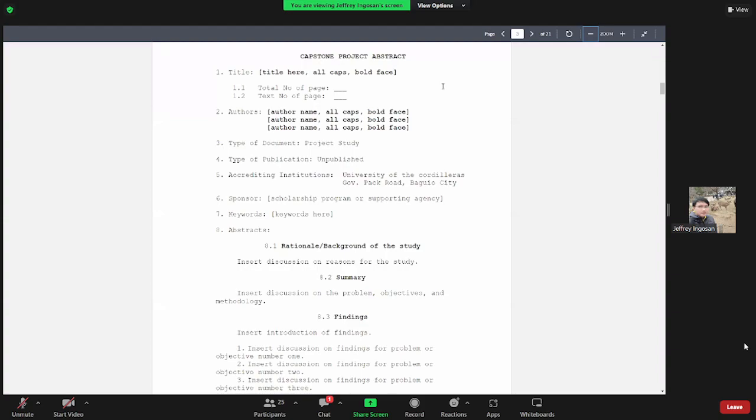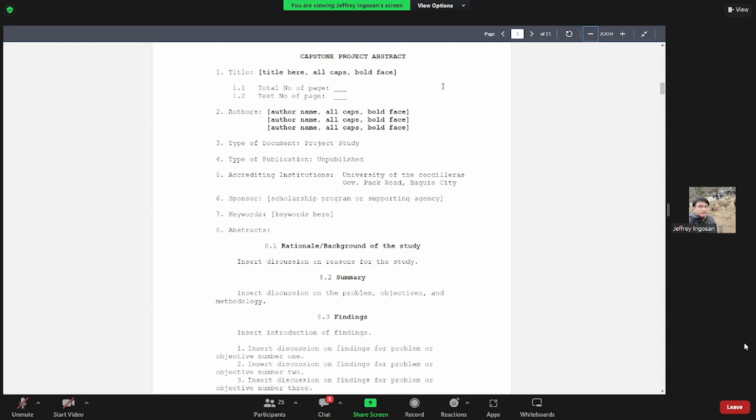And then you have the keywords. Keywords are lifted normally from the title. So if ever your paper will be placed in a database, what are the keywords that would be associated to your paper, so that if future researchers would browse and type some keywords in that database, your paper would be included in the list of papers that would be given to the one searching. So these are keywords. And then you have abstracts.